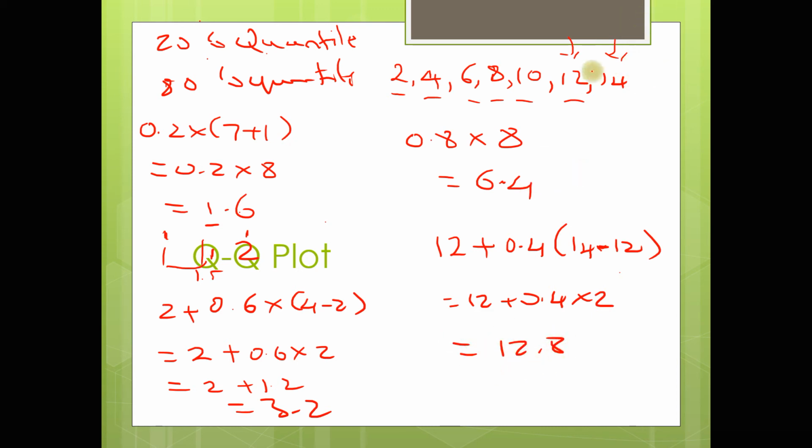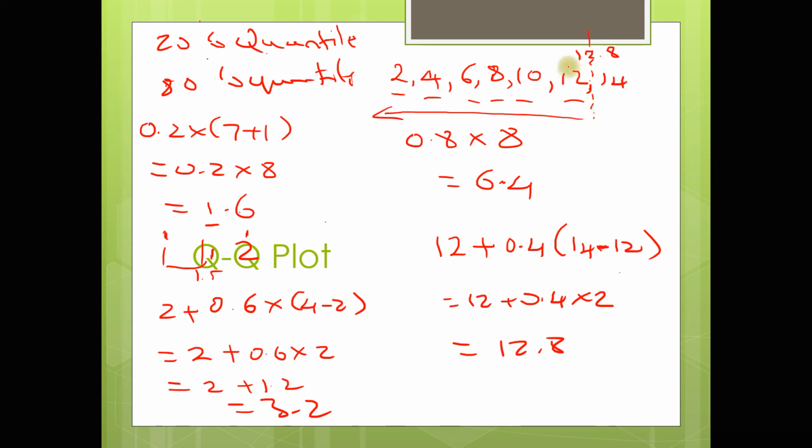So what we got here is 12.8, which is the value that basically divides the data in such a way that 80% of the data is found below it, including itself as well. So this is how we find the different quantiles. We have a 20% quantile, the 80% quantile, whatever quantile that you want to compute, you can easily compute it from a data set.